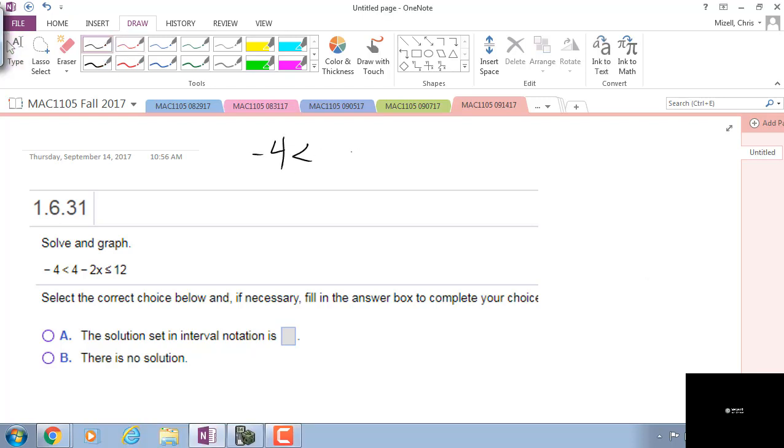basically negative 4 is less than 4 minus 2x, and 4 minus 2x is less than or equal to 12. Since it involves the word and, that expression is the same in both of them. You've got a 4 minus 2x that has this relationship to the negative 4. It's greater than negative 4. And the 4 minus 2x, we also know it's less than or equal to 12. So we can say 4 minus 2x actually has to be between negative 4 and 12. And if it is, then x is going to work out okay for us.